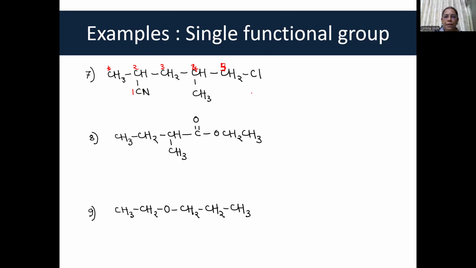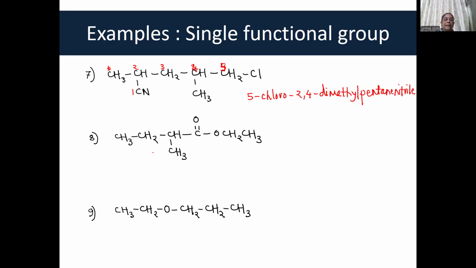Okay, so the name is going to be 5-chloro 2,4-dimethyl. At 2 position and 4 position, there are methyl groups. So you don't write 2-methyl 4-methyl. You write 2,4-dimethyl. And this is a 5-carbon chain. So pentanenitrile. Okay.